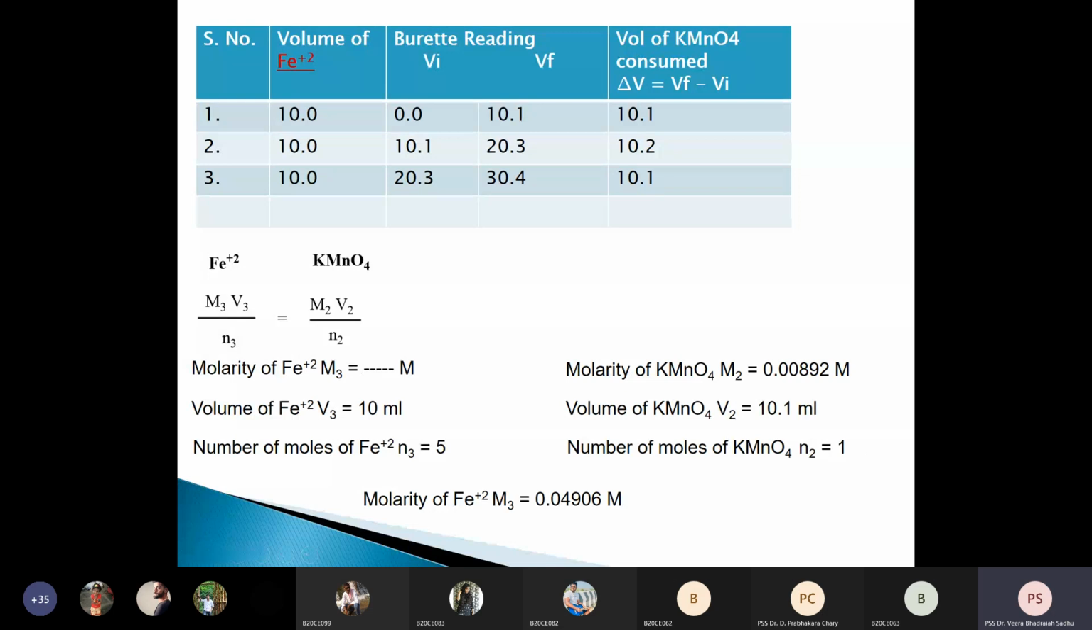If you substitute all these values into your formula, you get the concentration of ferrous ions present in the test sample, which is 0.04906 moles. So this is the concentration of ferrous ion. Now we have to estimate the amount of ferrous ions.